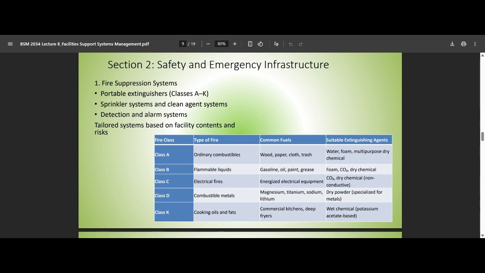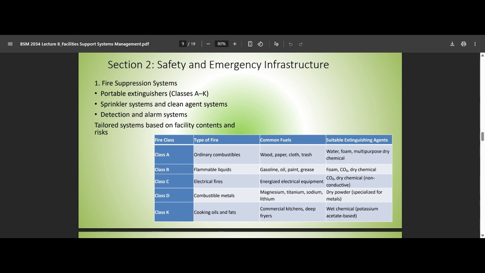Some insurance coverage for certain facilities, such as warehouse and manufacturing, require this detection and alarm systems for the insurance to be covered. Now, it is actually a tailored system based on the facility contents and risk.